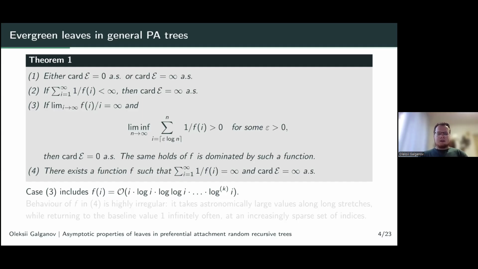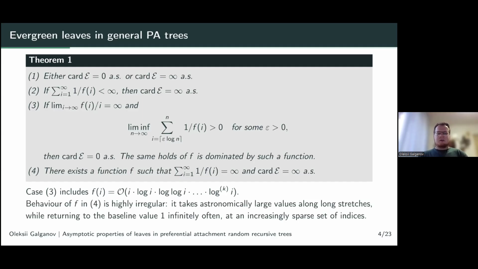And another interesting thing is the behavior of this counterexample, the one in the fourth item here. This function is highly irregular. It takes astronomically large values along long stretches and returns to baseline value 1 infinitely often, on an increasingly sparse set of indices. We will give an explicit example of this function later.